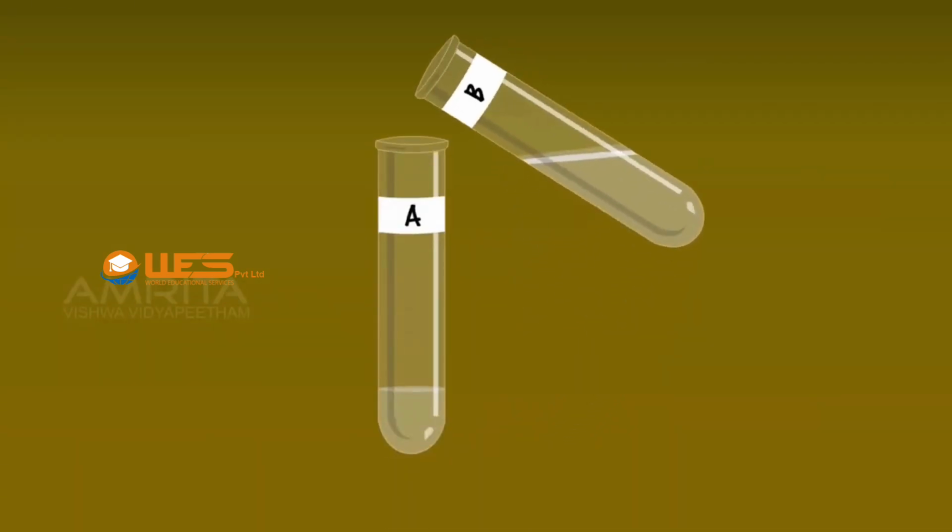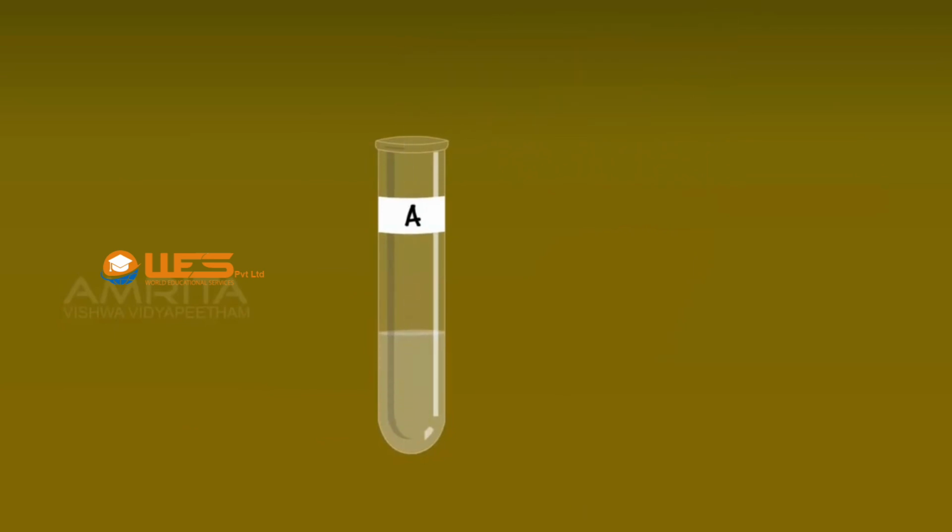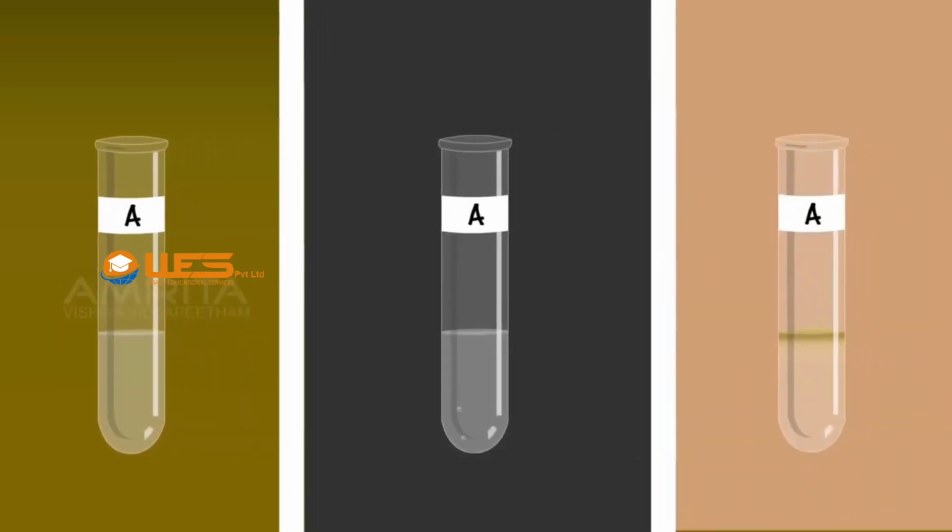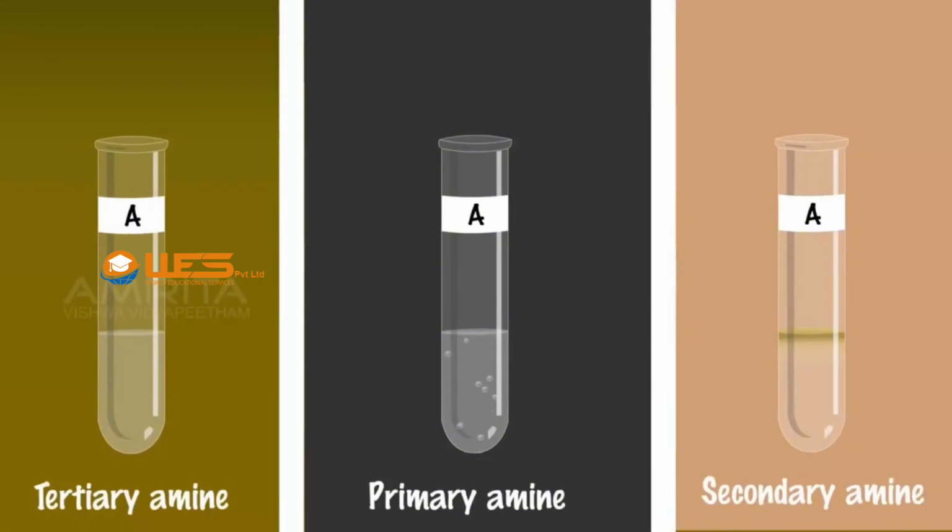Mix both the solutions. No visual change is observed in the case of tertiary amine, which has formed a soluble nitrite salt by reacting with the acid present. Primary amine reacts with nitrous acid to liberate bubbles of nitrogen gas. Secondary amine reacts with nitrous acid to form a yellow oily layer of nitrosamine.